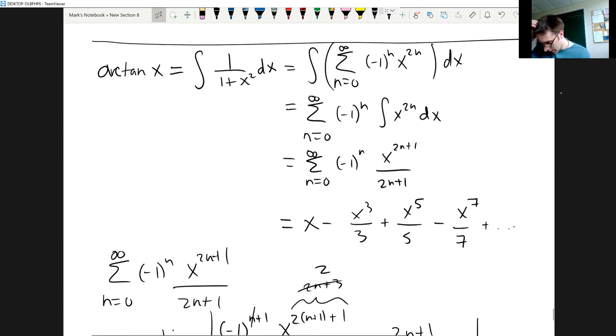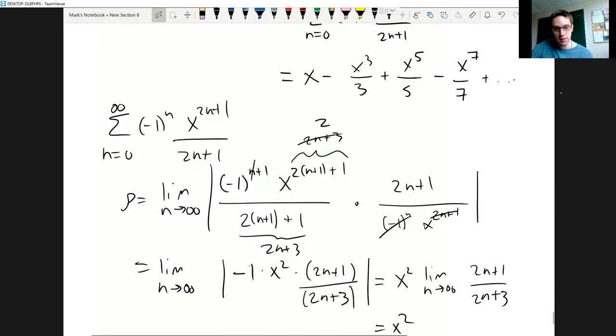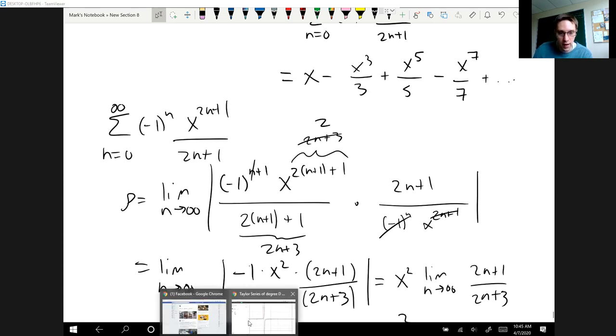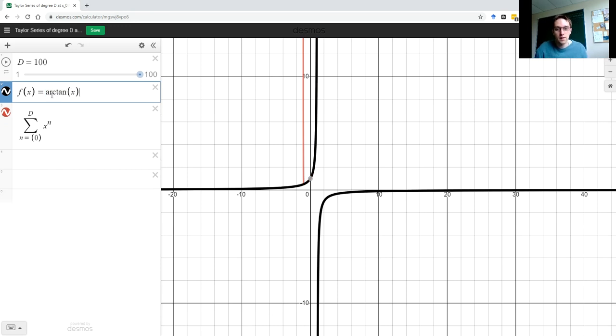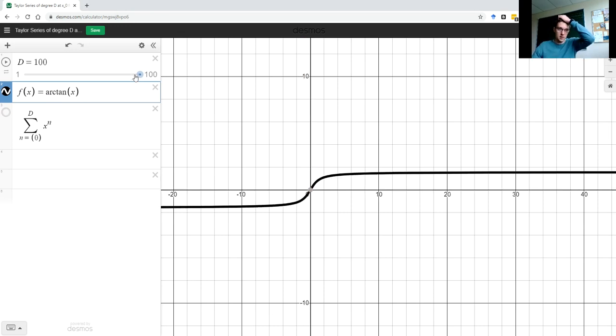And that is maybe a little bit surprising, but that's exactly what the theorem said. It said that we can do this differentiation and integration term by term, but only over the interval of convergence, or only over the range where the series converges. And to show why that's a little bit surprising, we can look at the graph. So let me change this function here. Instead of 1 over 1 minus x, let's graph arctangent of x. Okay, so there's the arctangent of x.